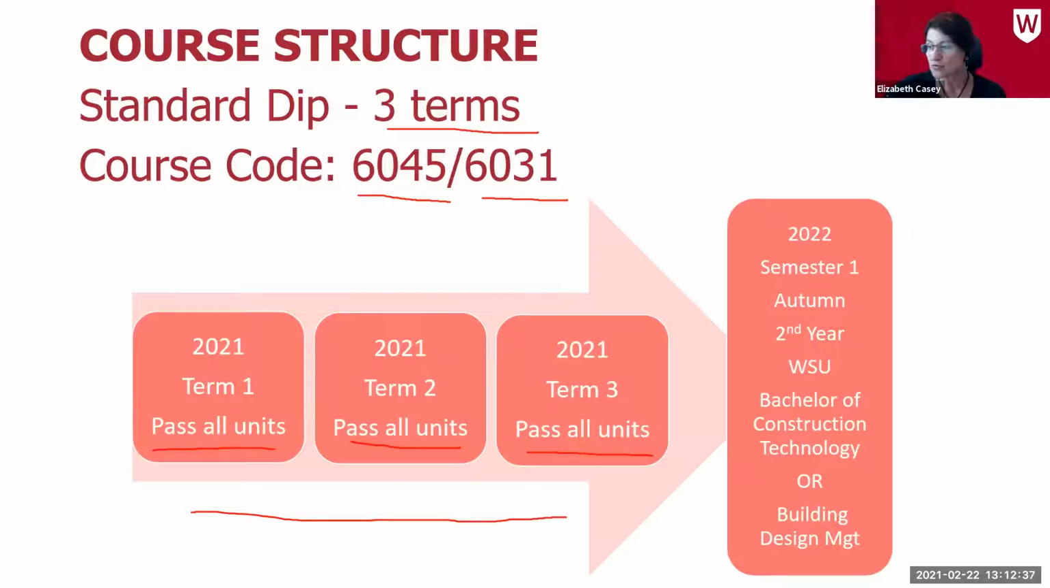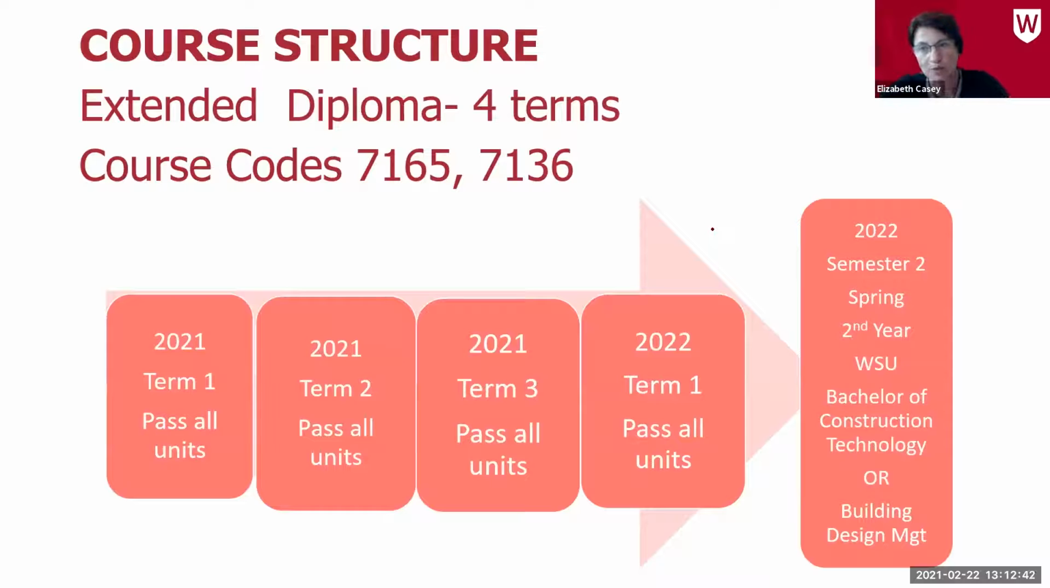Now, the second group that we have with us are students in what we call the extended diploma. So in the extended diploma, you have a longer period of time when you're with us at the college. So you're with us for 4 terms. And we're looking at the course codes 7165 for Diploma of Construction Technology and 7136 for the Diploma of Building Design Management. Okay, so what you'll see here is that, again, we're looking at the course structure.